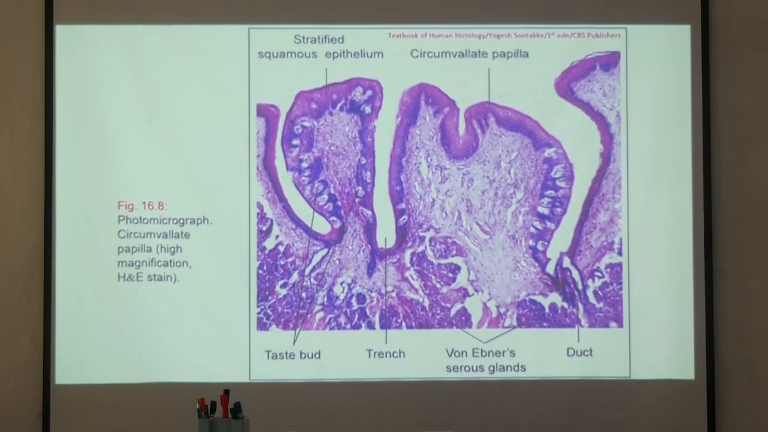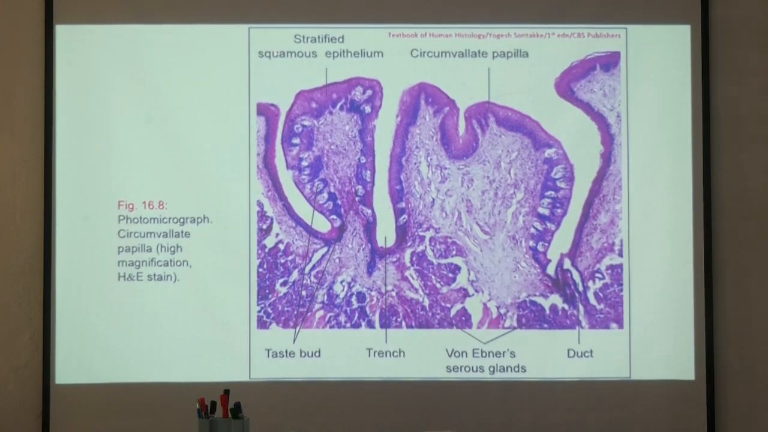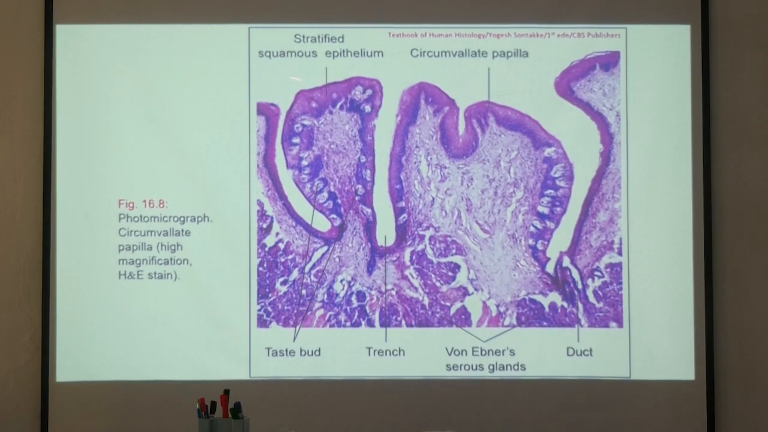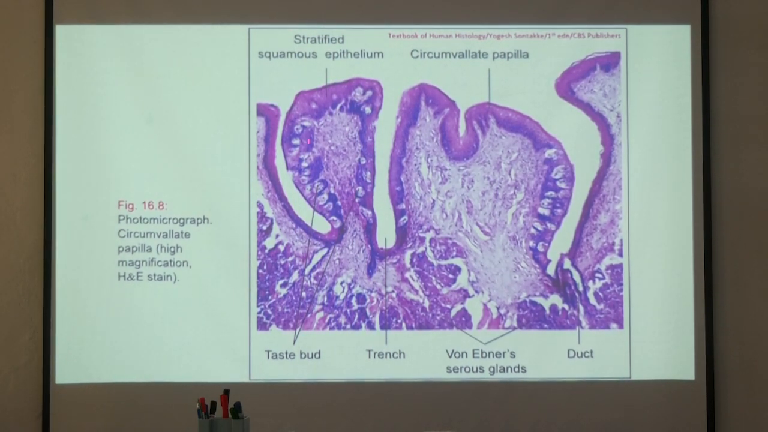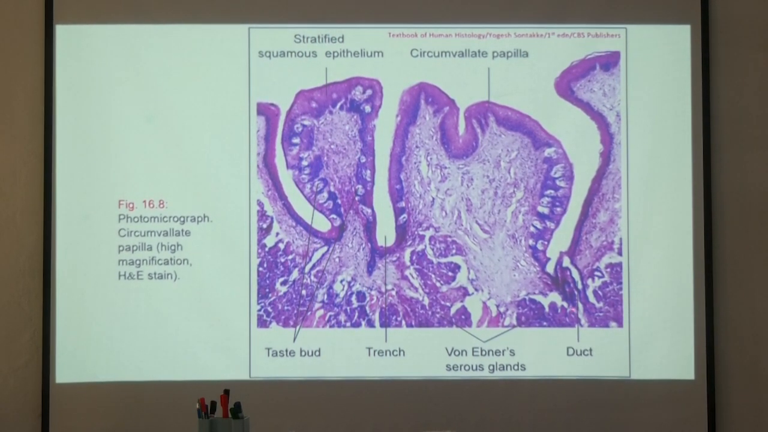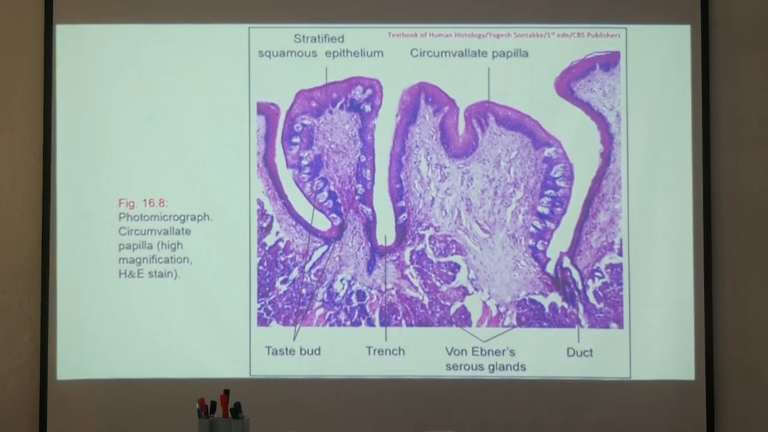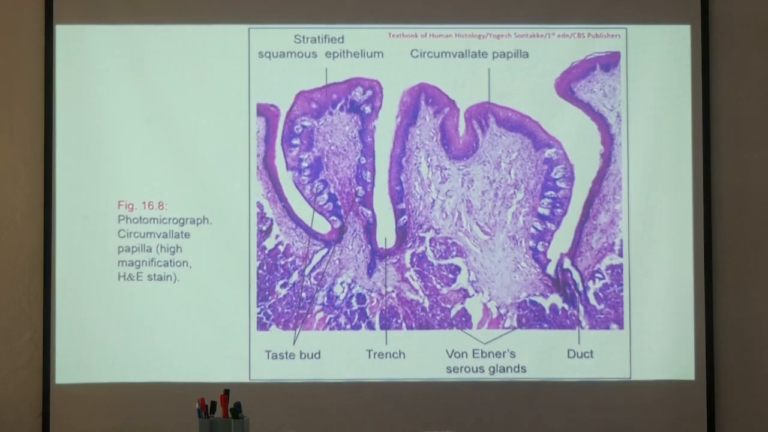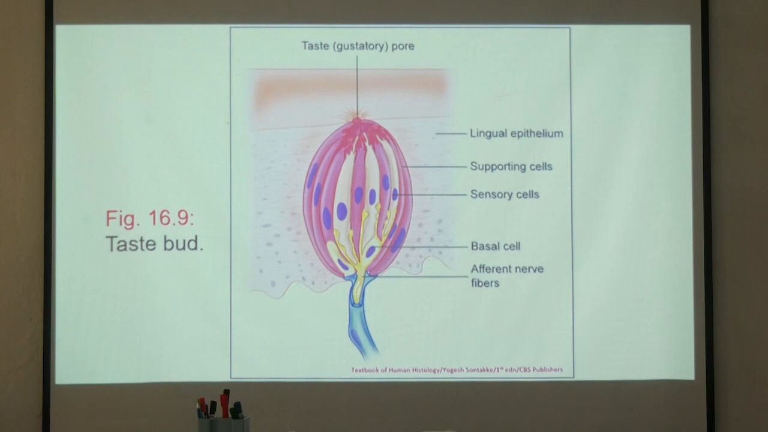Now, circumvallate papillae. You can see the stratified squamous epithelium there. This is the tongue. The tongue is a mucomuscular organ. It has skeletal muscle, which is voluntary, not involuntary. Now this is the taste bud.